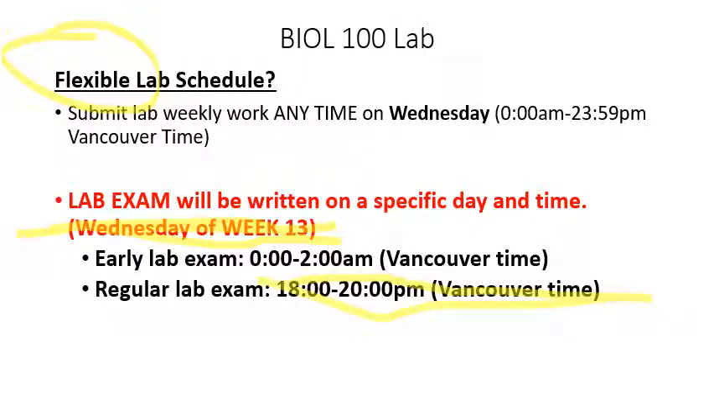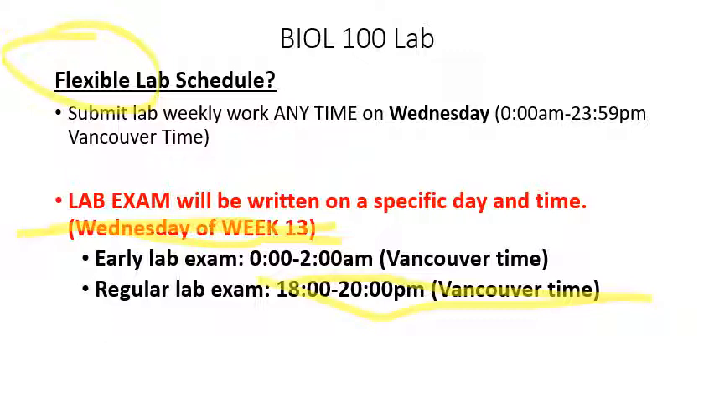Vancouver time. Because some of you are in different time zones, you have the option of writing the lab exam between 6 and 8 p.m. Vancouver time. If you're in a different time zone, you have the option of writing it between midnight and 2 a.m. Vancouver time. For instance, that would be 12 noon in South Asia. So there are 2 options depending on which time zone you're in.